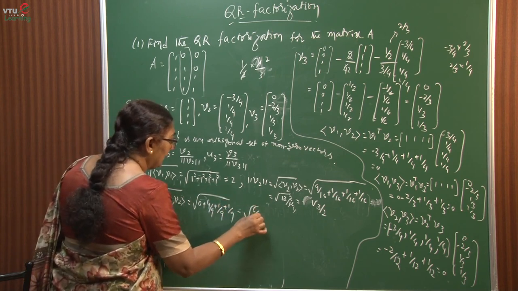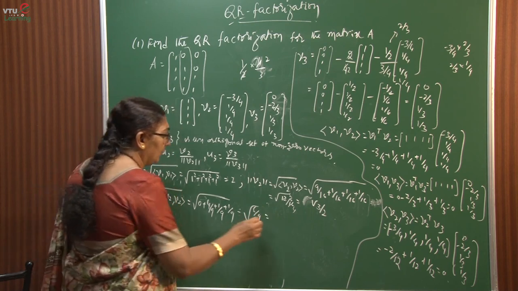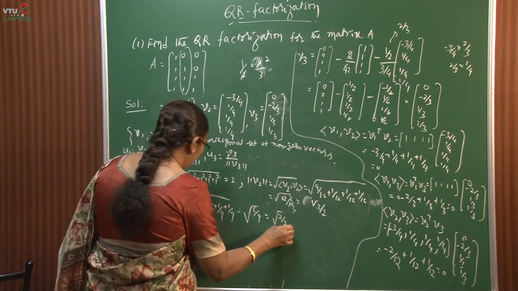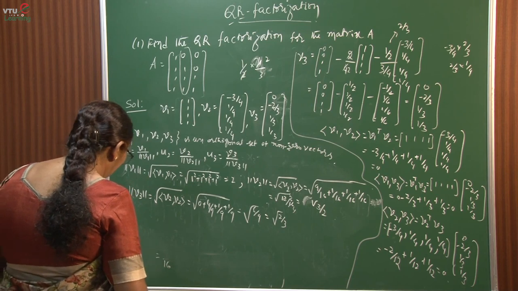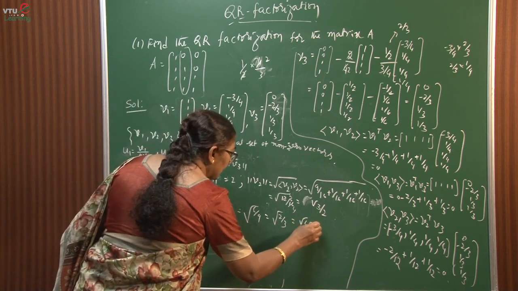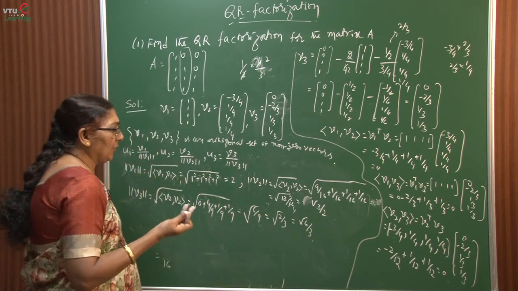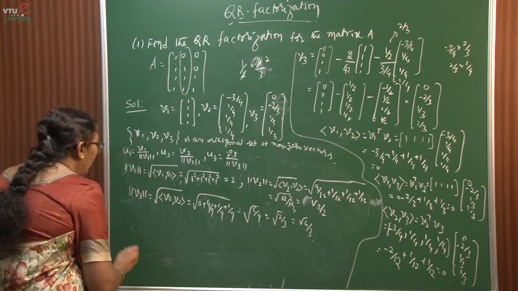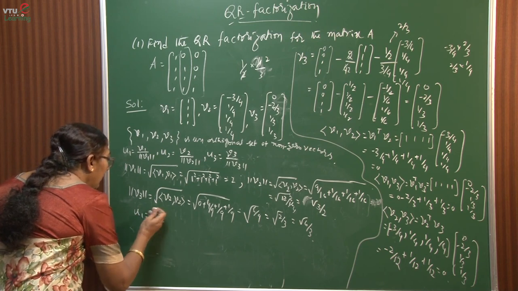Square root of 6 by 9. 6 by 9 is nothing but root of 2 by 3, if we want to find it like that. Now we get root 3 by 3, or you have to take root 6 by 3, both are the same. Keep root 6 as itself, root 9 is 3, whatever it may be, you have to take it and simplify it. And then I am going to take u1 as v1 divided by the norm of that.